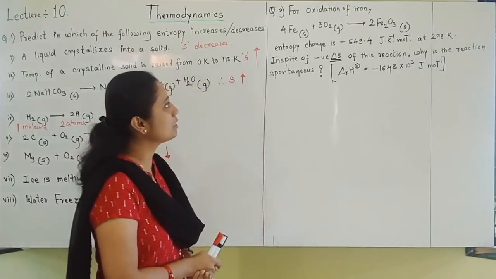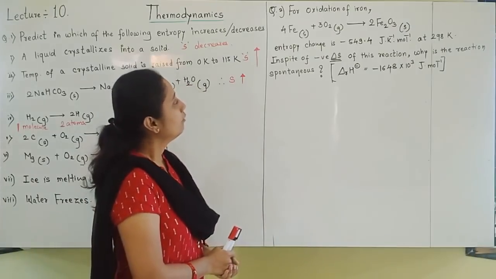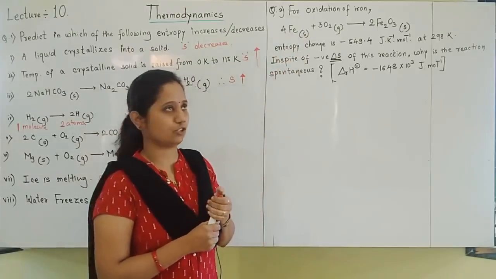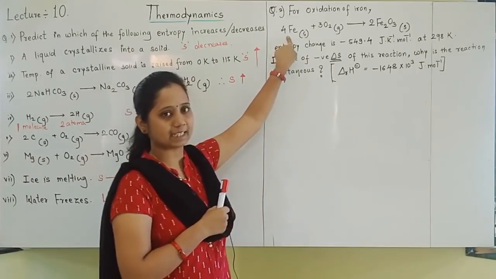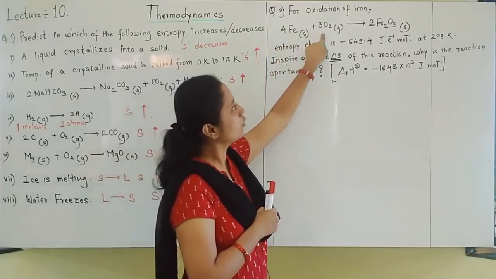Let us solve one problem which is given in the NCERT textbook based on entropy. What is given? See, iron is undergoing oxidation. Oxidation of iron is taking place. So this is our system. Iron undergoes oxidation.